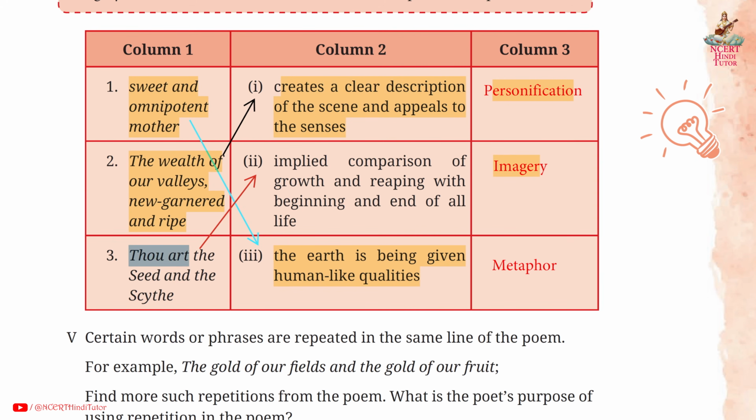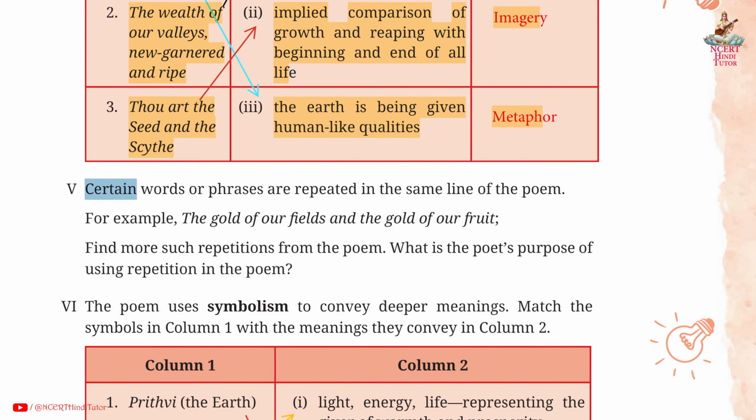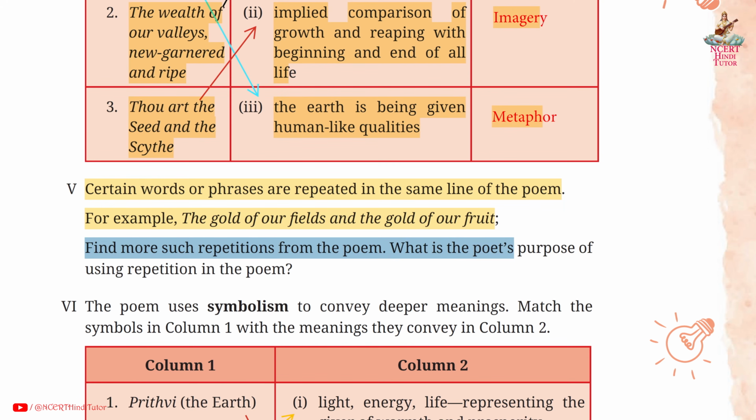Third, thou art the seed and the scythe. Second, implied comparison of growth and reaping with beginning and end of all life. This is metaphor. Fifth, certain words or phrases are repeated in the same line of the poem. For example, the gold of our fields and the gold of our fruit. Find more such repetitions from the poem. What is the poet's purpose of using repetition in the poem?